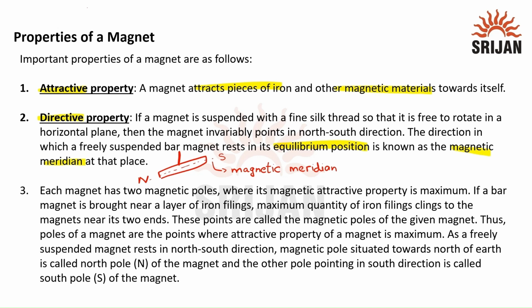Now moving on to the third property. Each magnet has two magnetic poles where its magnetic attractive property is maximum. If a bar magnet is brought near a layer of iron filings, maximum quantity of iron filings clings to the magnet near its two ends. These points are called magnetic poles of the given magnet. The pole which points towards the north direction of the earth is called the north pole, and the pole which points toward the south direction is called the south pole of the magnet.